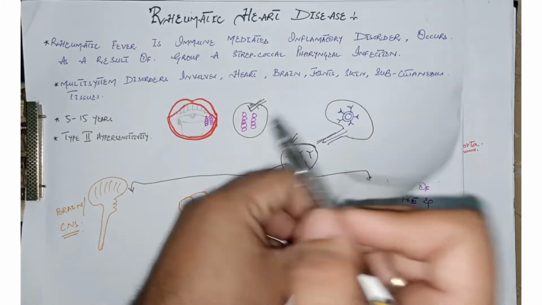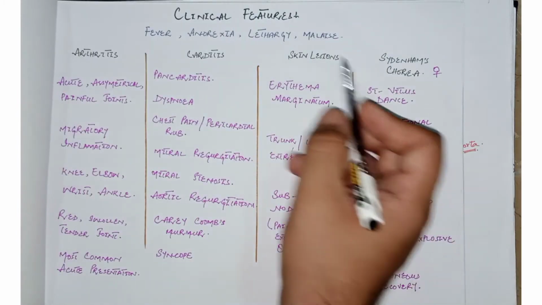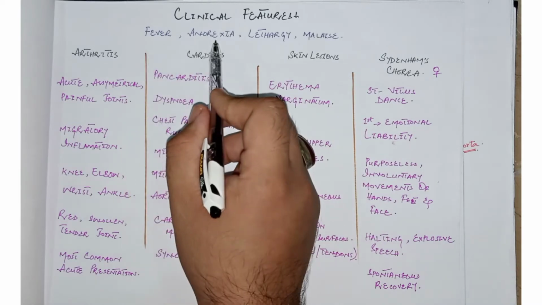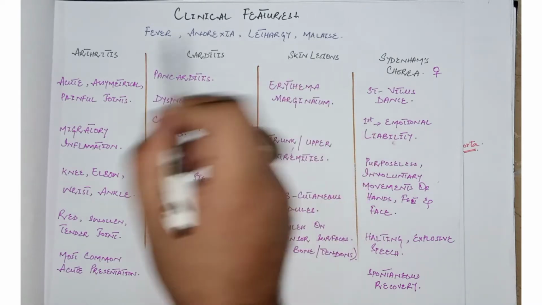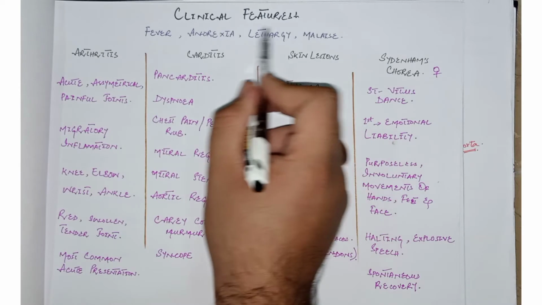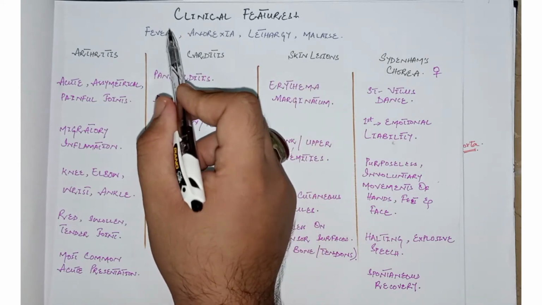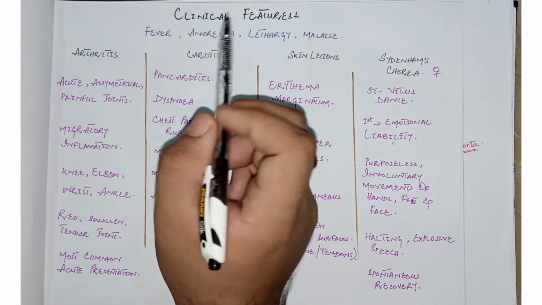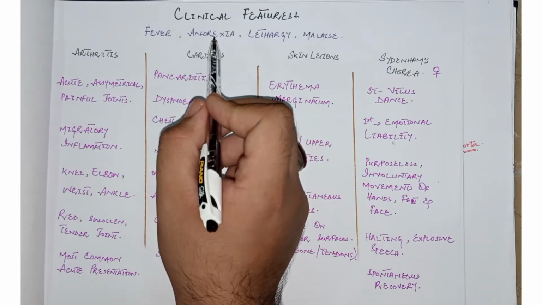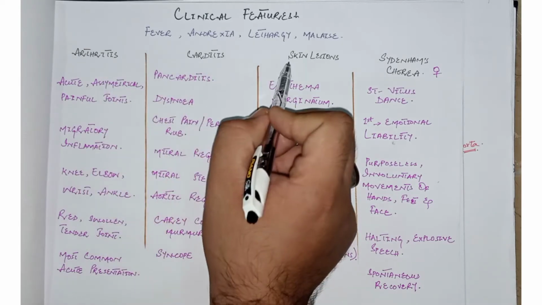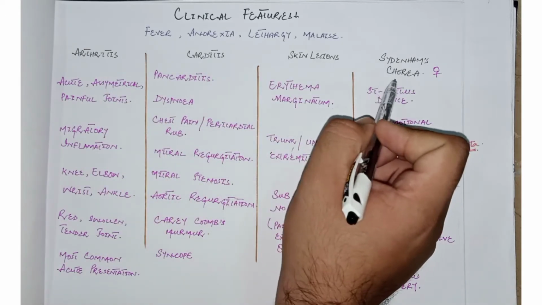Now come to the clinical features of rheumatic fever. The non-specific clinical features include fever, anorexia, lethargy, malaise along with arthritis. This is basically the initial presentation of the patient in the OPD or in the emergency department. Now the major clinical features of rheumatic fever are arthritis, carditis, skin lesions and Sydenham's chorea.